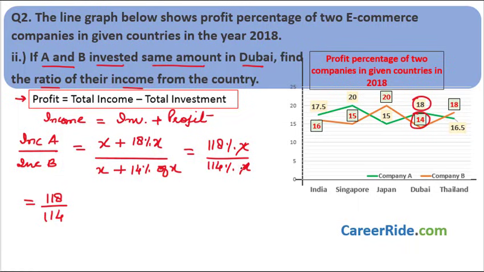If I solve the percentage mark, right? From here, can I reduce it further, lower down the fraction? Yes, I can. 2 5s are 10, 2 7s are 14. So this becomes 59 is to 57, which means the ratio of income of A to the income of B from Dubai is nothing but 59 is to 57. Anything difficult here? Not at all. A very, very easy question.